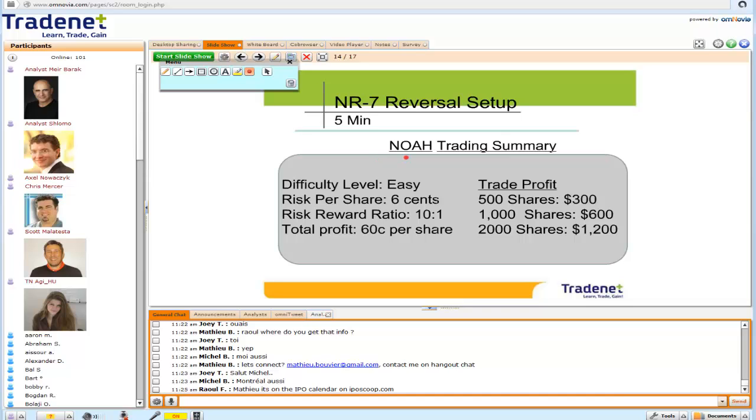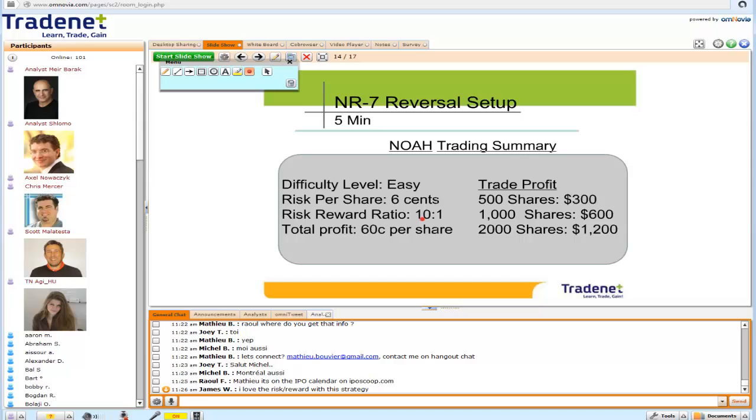So let's look here at the NOAH trading summary. I designate the difficulty level of this strategy as easy. Risk per share was 6 cents here. Risk reward ratio was 10 to 1. That means for any dollar you risked here, you got $10 profit out of the profit machine of Wall Street. Total profit was 60 cents per share, and if we translate it to total profit on this trade, on 500 shares you got out with $300 profit, on 1,000 shares you got out with $600 profit, and on 2,000 shares you got out with $1,200 on the whole trade.